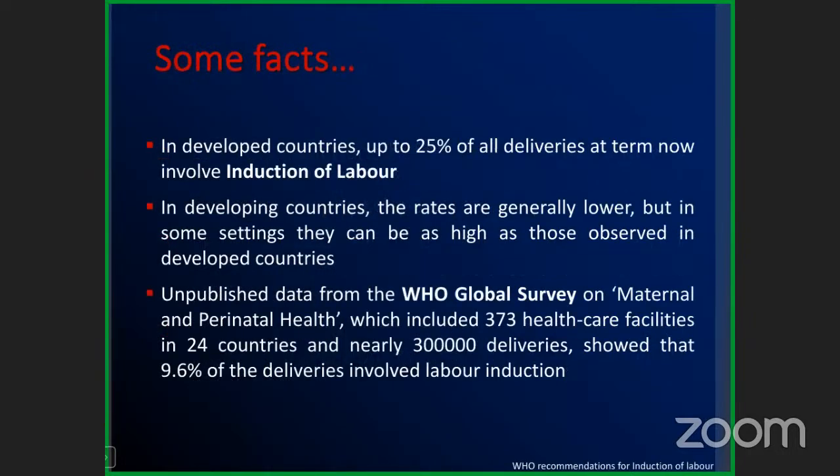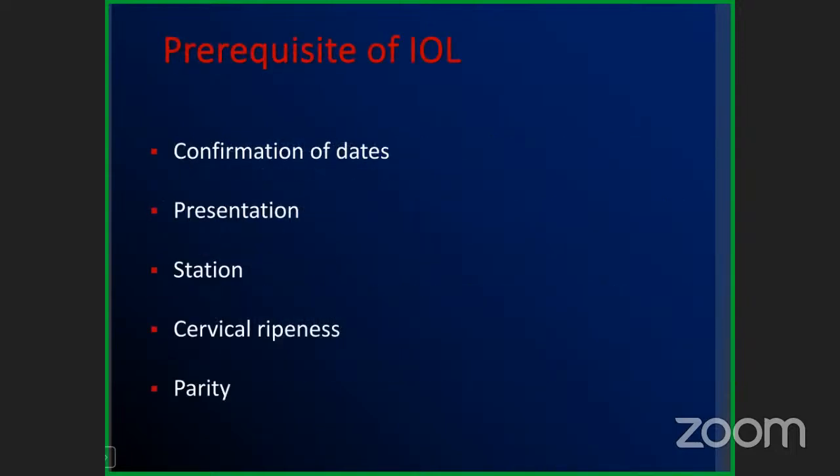However, in developed countries, almost 25% of deliveries at term now involve induction of labor. In developing countries, the rates are generally low, but in some settings, they can be as high as observed in the developed countries. I think even in India, we are around 25 to 30% of the deliveries requiring induction of labor. What are the prerequisites?